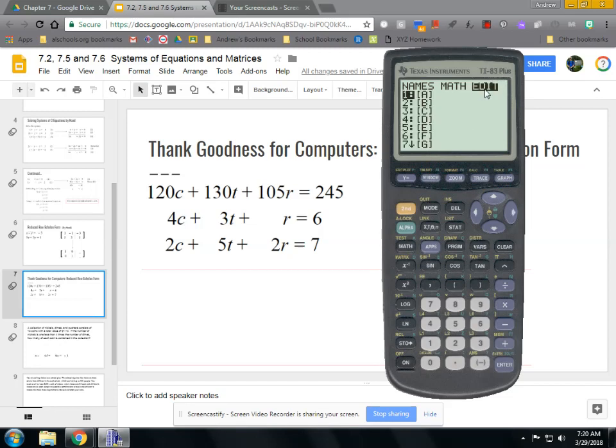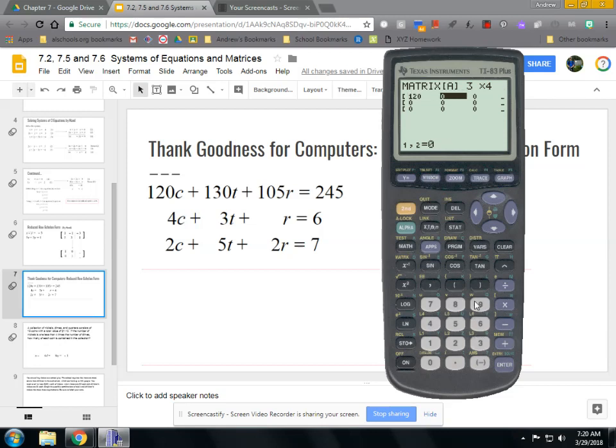We're scrolling over to edit, and I'm just going to use the first one. We want this to be a 3 by 4 matrix. If you forget the order, that's okay, just change it back. If you go 4 by 3, you get 4 rows, which is just too many, so go back and change it. It ends up being a 3 by 4 matrix, and we're just going to enter those numbers.